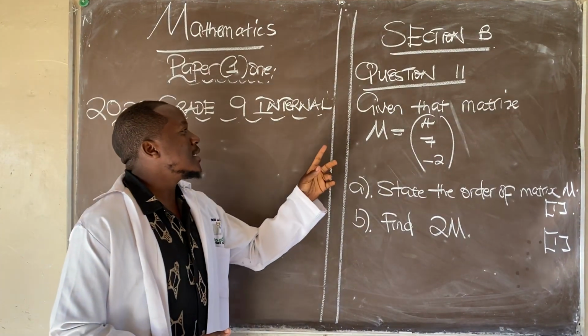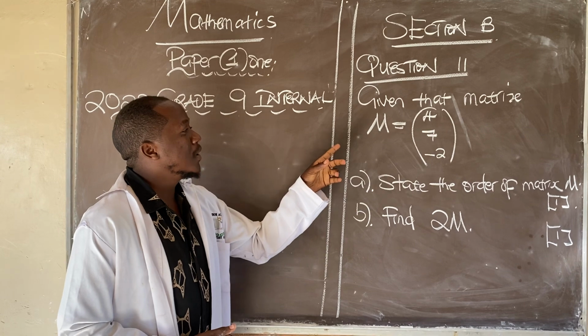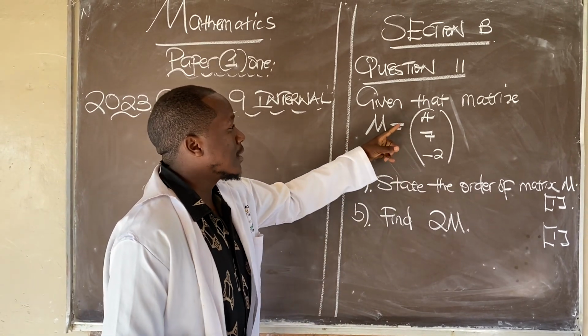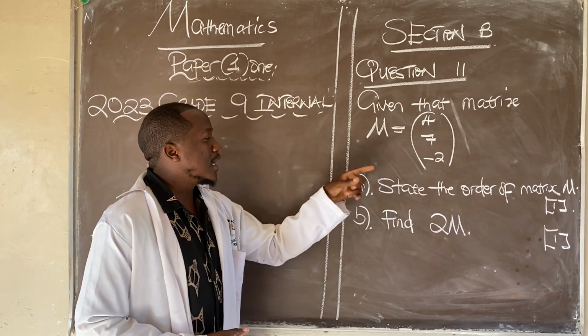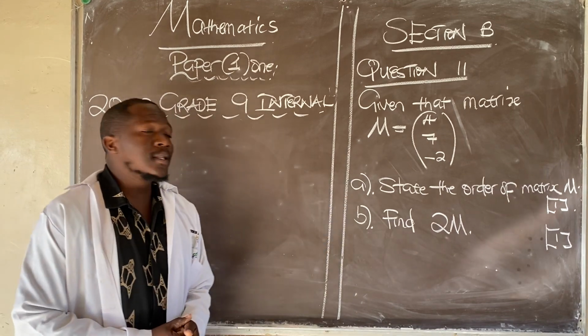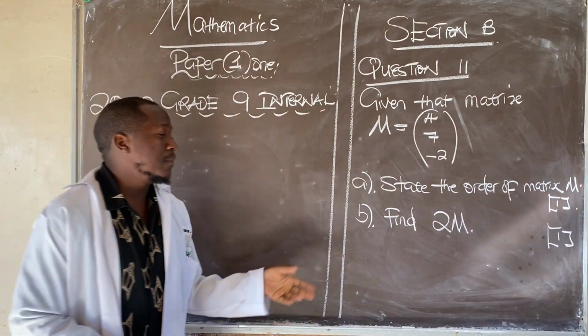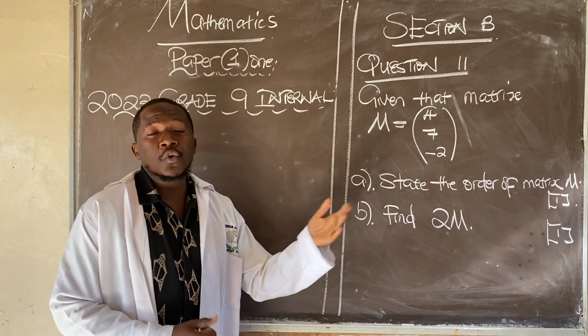The question says, given that matrix M equals to the components 4, 7, negative 2, A, state the order of matrix M. B, find 2M.